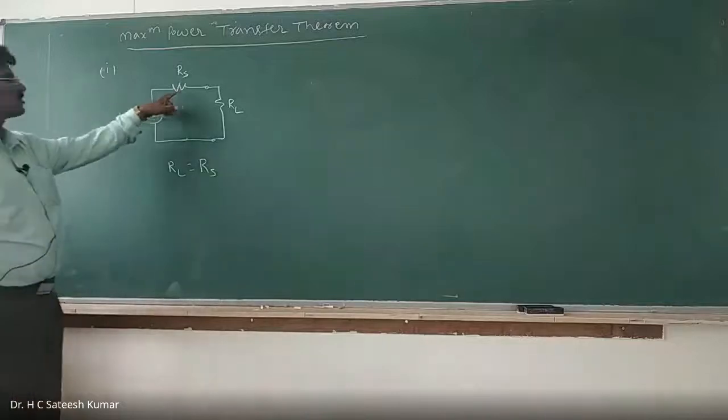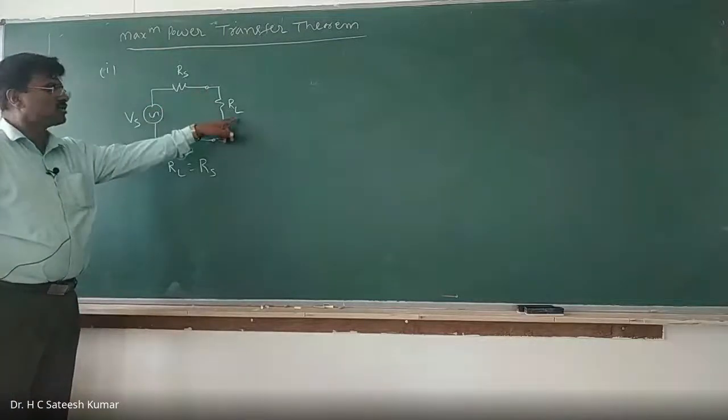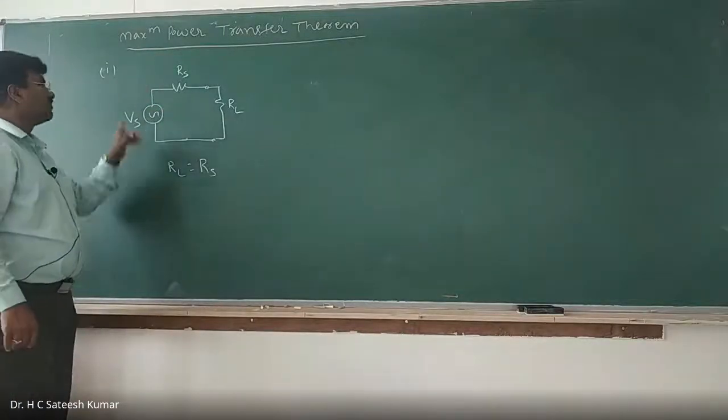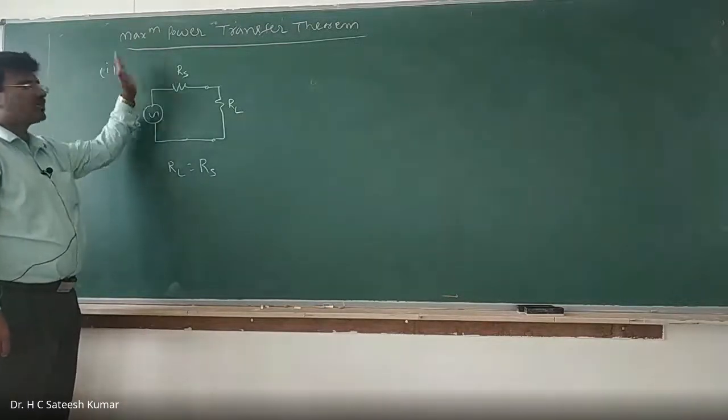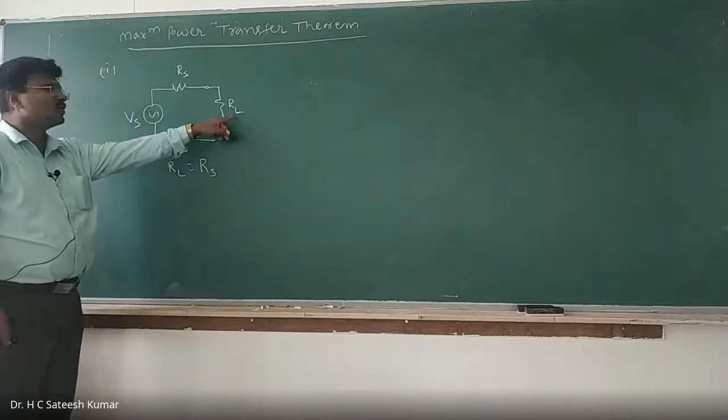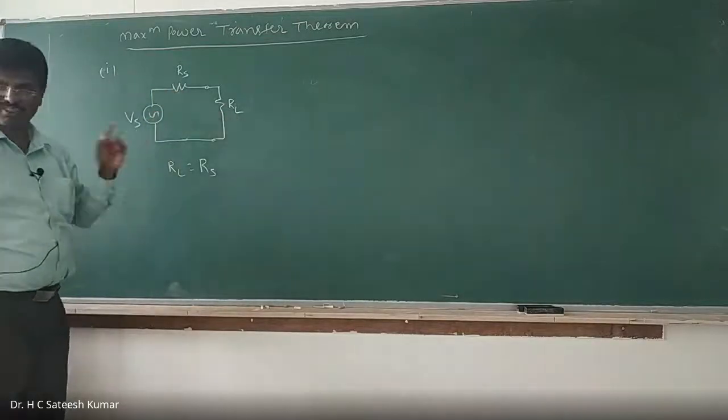That means if the source is having a pure resistance and the load is also having pure resistance, then according to the maximum power transfer theorem, maximum power will be transferred from source to the load when the load resistance is equal to the source resistance. That is the first case.